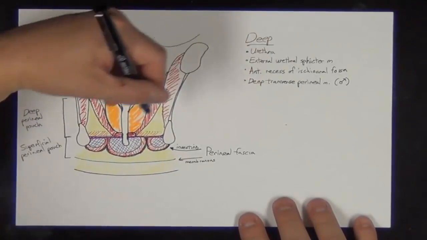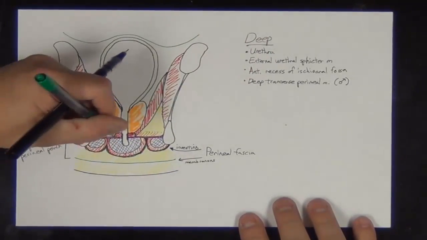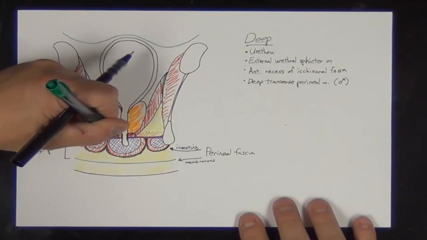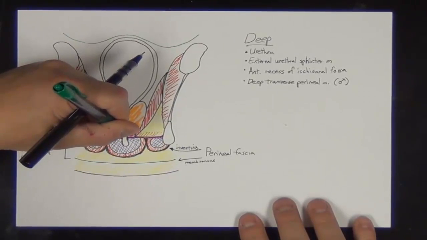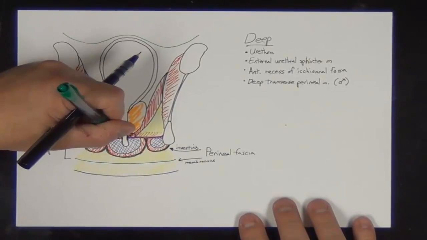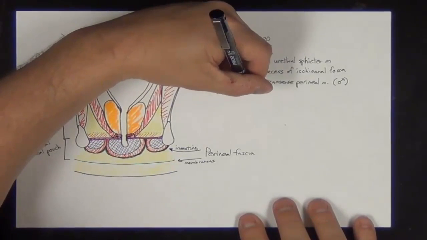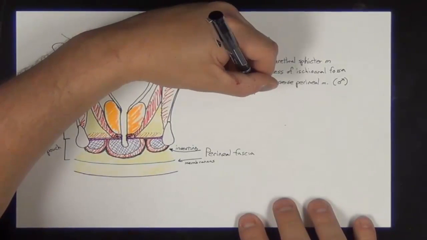And in the male, one other thing to mention is we have those little glands kind of stuck into this area, not in the sphincter urethrae, but very close. I'm just going to draw it right in there. We're going to have bulbourethral glands.